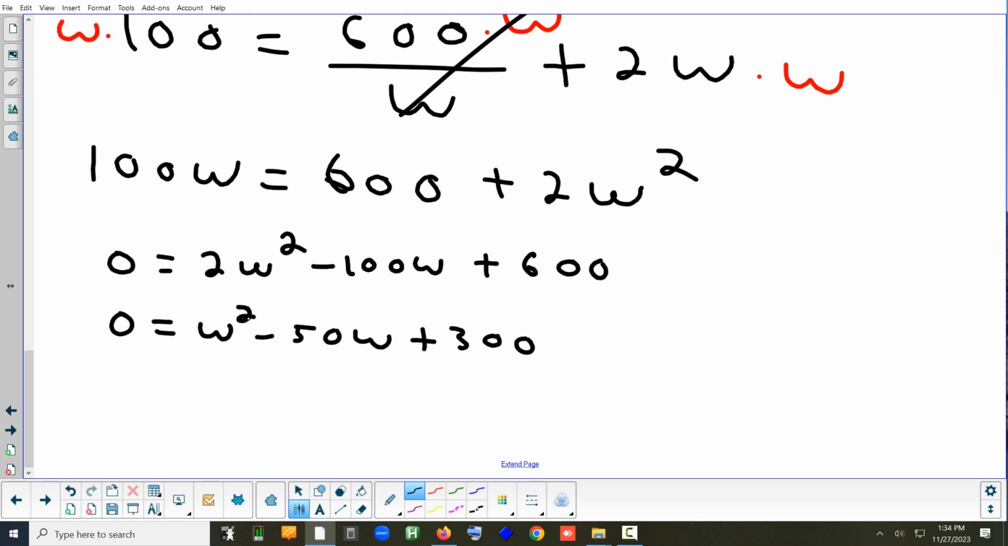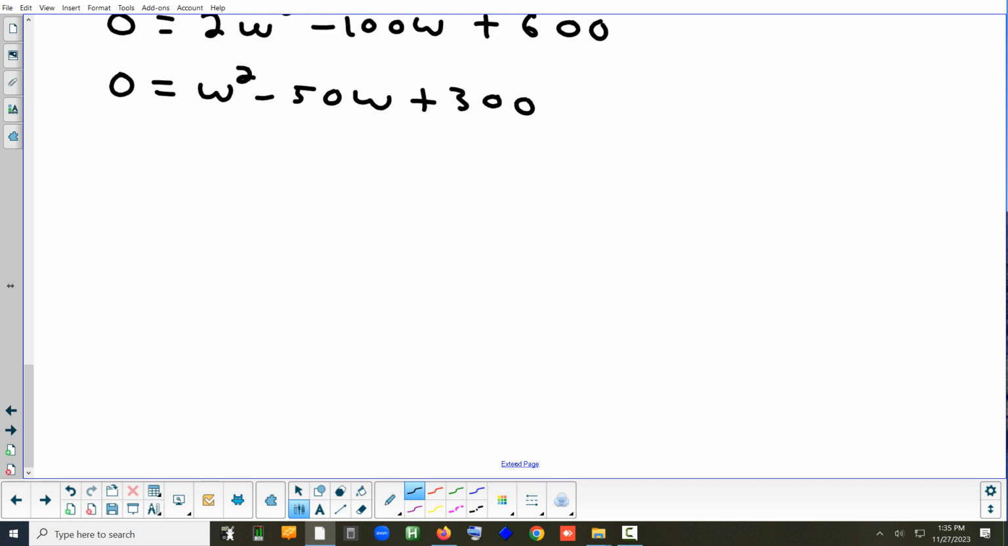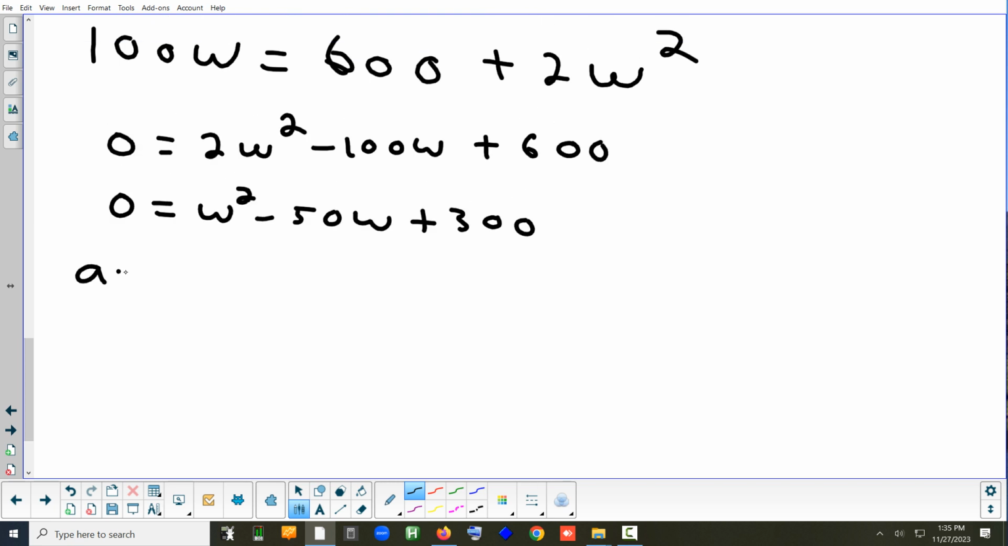Can anyone think of two numbers that multiply to give you 300 and subtract to give you 50? I don't think so. Because you got 60 times 5, but 60 minus 5 is 55. And you got 30 times 10, but if you subtract 30 and 10, you get 20. So it might not be factorable. What do we do if it's not factorable? Quadratic formula. Yeah, let's try the quadratic formula. If it comes out nice, then it was factorable and we missed it.